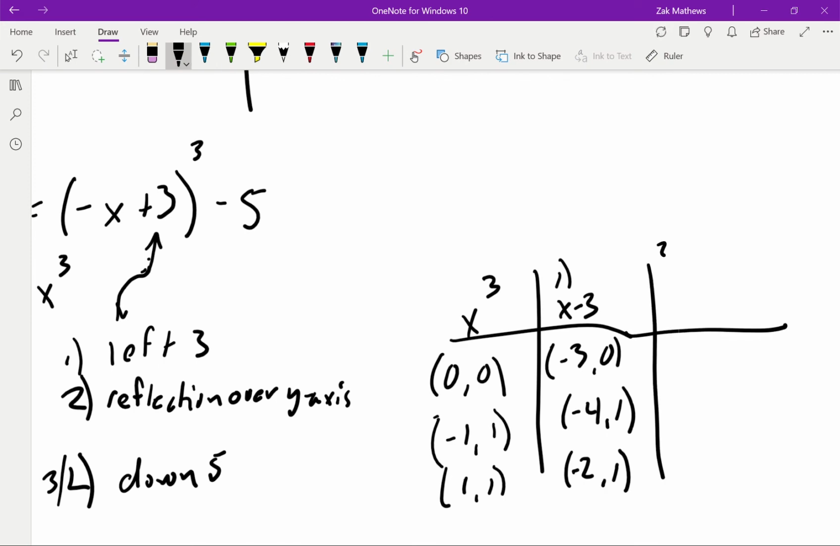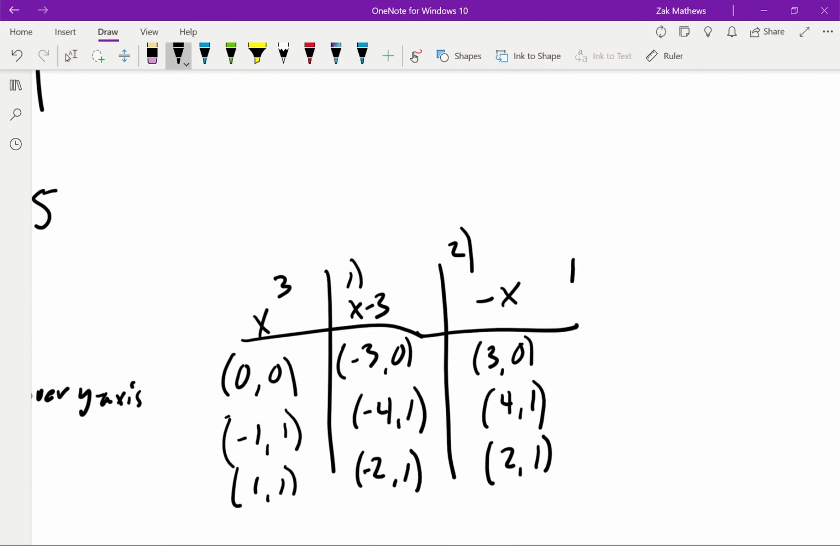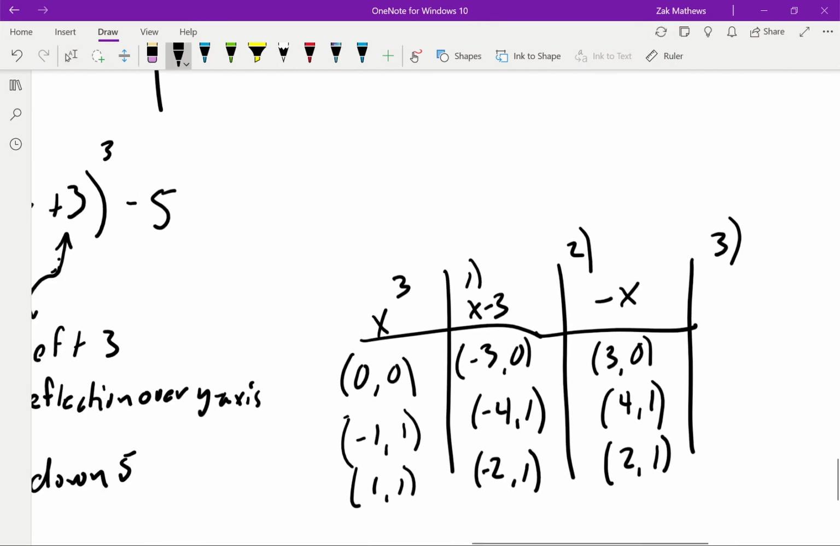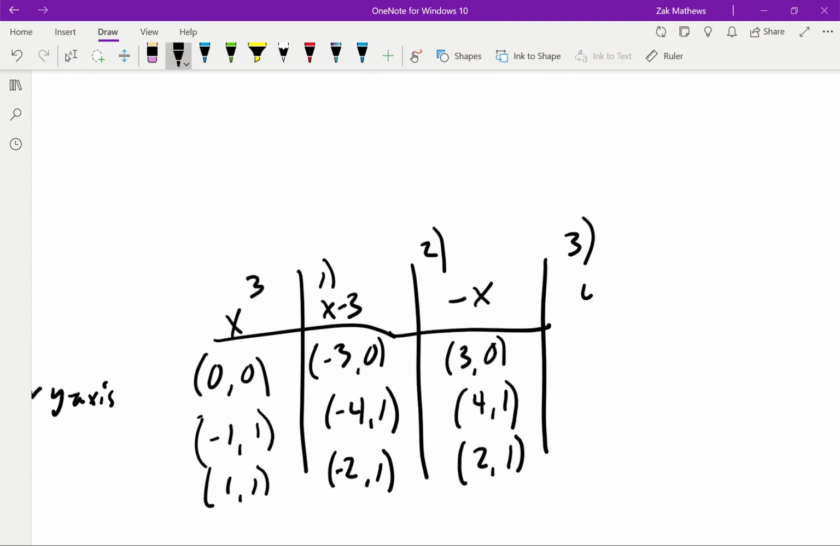Next, I'm going to reflect over the y-axis, which means I'm making the x's negative, exactly what the problem told me to do. Notice it had a -x there. So this is going to turn into the points (3, 0), (4, 1), and (2, 1). And then finally, my last step is to go down by 5. So that's going to be y minus 5.